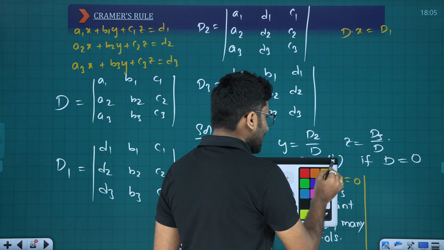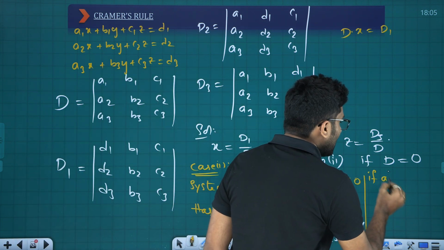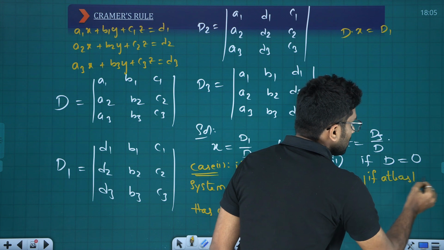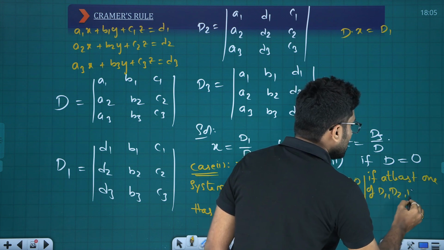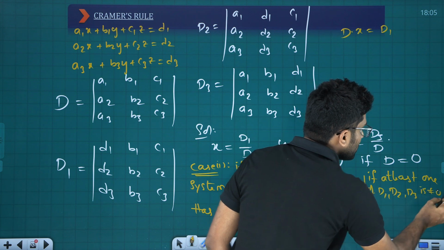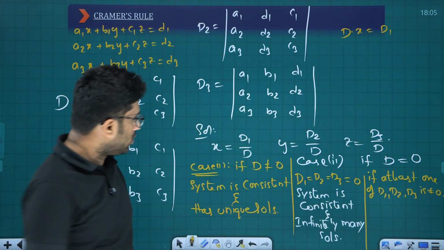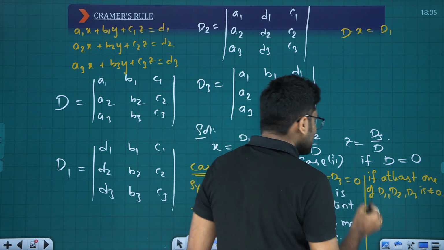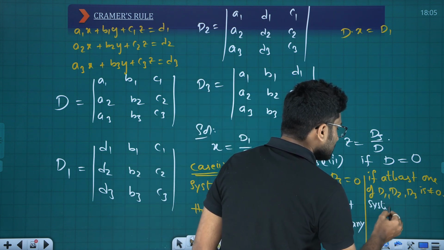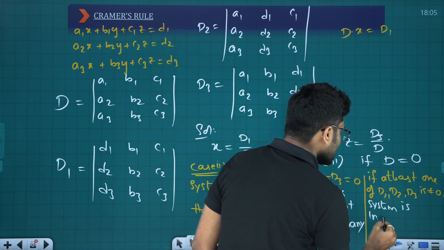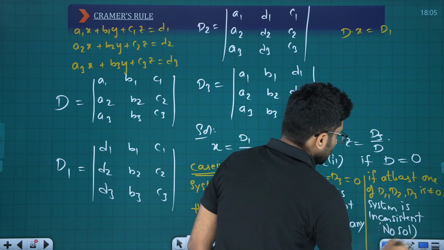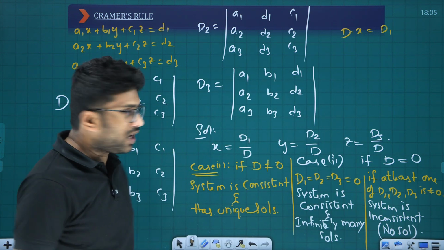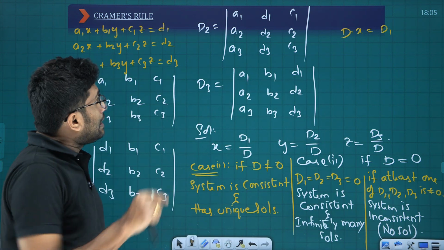Whereas if at least one of D1, D2, D3 is non-zero, friends. If at least one of them is non-zero, then we say the system is inconsistent. That means no solution. Okay, so this is regarding what?